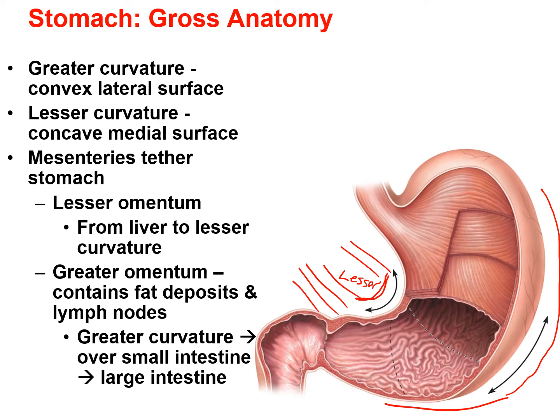You also have a greater omentum. This greater omentum is associated with the greater curvature of the stomach. The greater omentum does not tether the stomach to any organ. Instead, it is going to be this big, apron-like flap of fat that is going to lay over your small and your large intestines. It is going to be made up of fat deposits and contain lymph nodes, and we'll talk about the function of your greater omentum shortly.